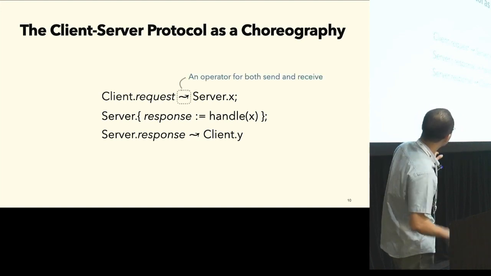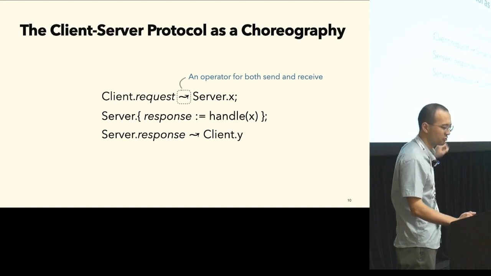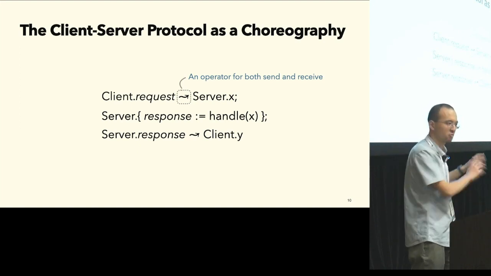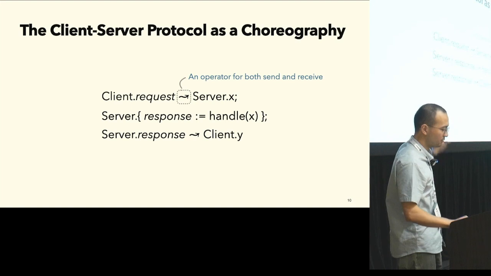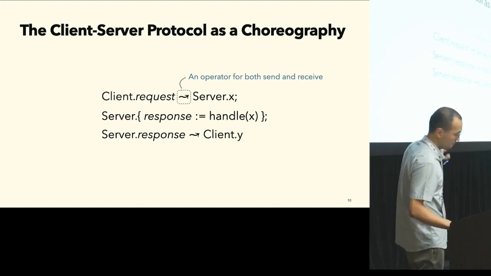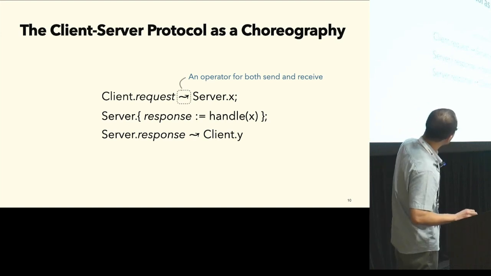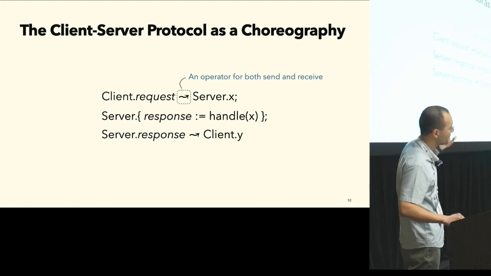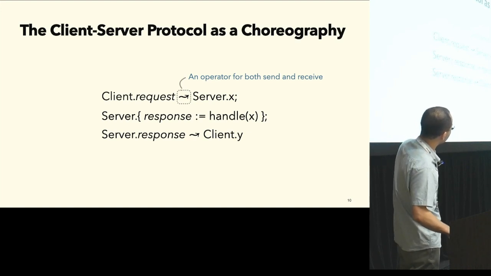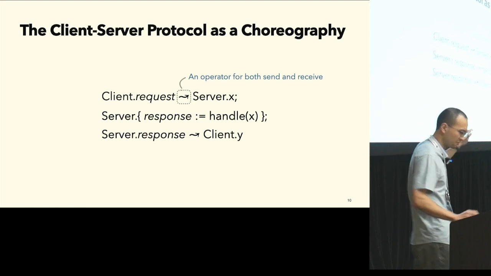A central piece of choreographic programming is this squiggly arrow operator, which we call communicate, or shortened as COM, as it represents communication between two locations. Here, on the first line, the client is communicating a request to the server, and when the server receives that request, it binds that to a variable x, and the program continues.